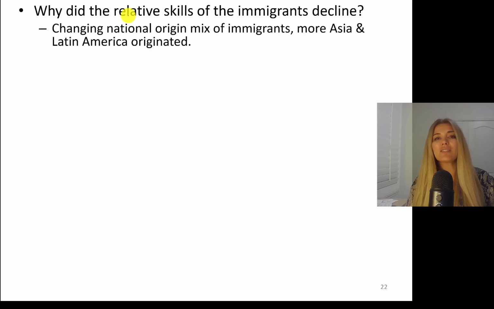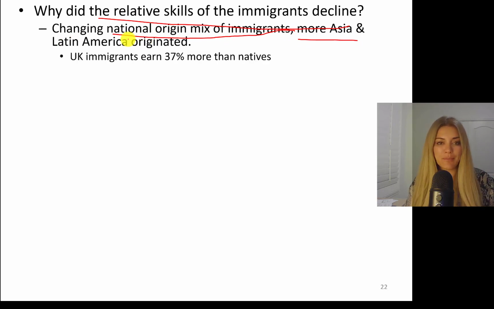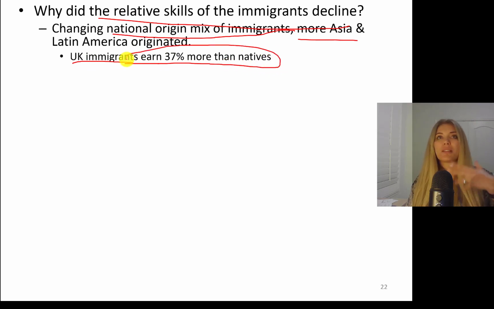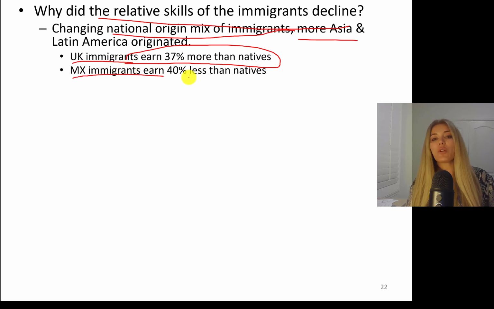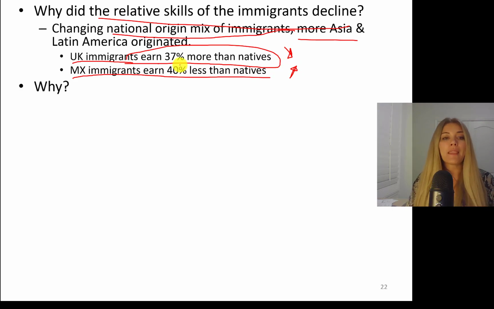Why did the relative skills of the immigrants decline? This is a change in the national origin mix of immigrants. We have more Asian and Latin American immigrants who have different skill levels. Immigrants from the United Kingdom, British people, actually earn 37% more than natives. So those Europeans who come are more skilled, and they're going to earn more. Mexican immigrants earn 40% less. So if you have a higher number of Mexican immigrants and fewer British immigrants, you're going to see immigrants earning less. Why is this the case?